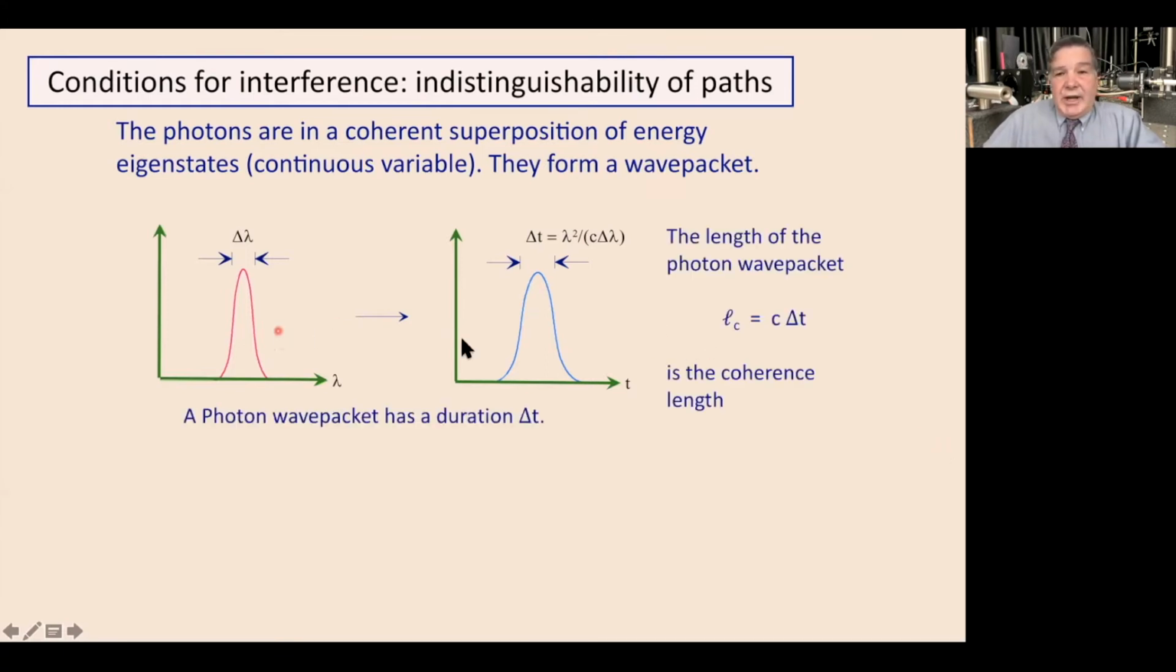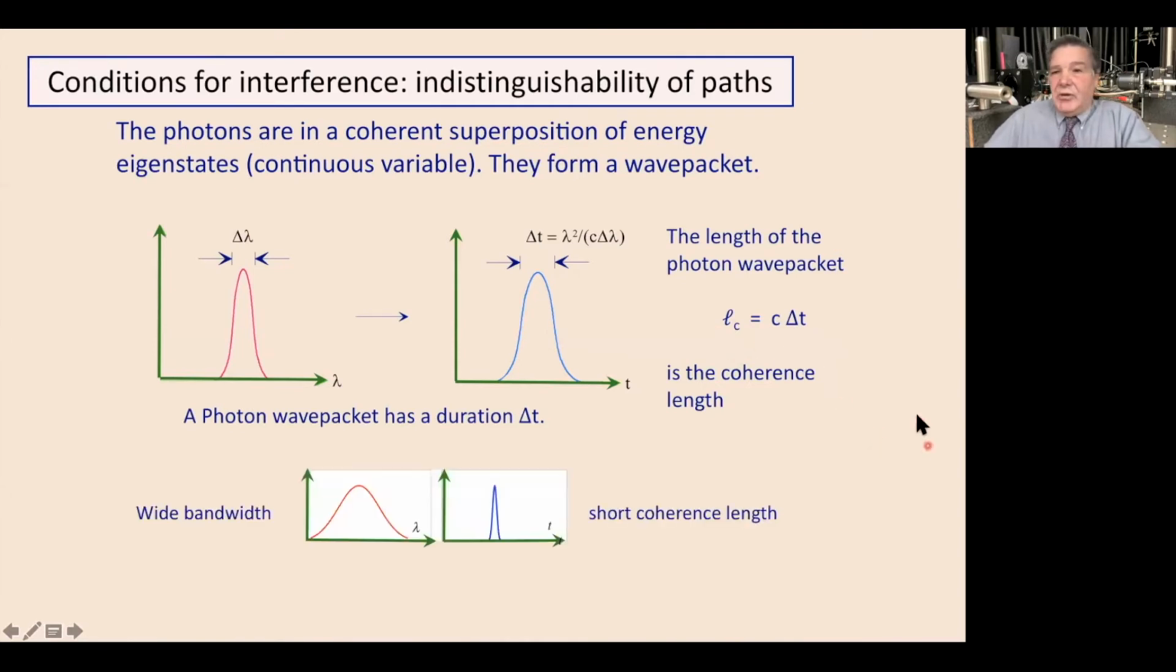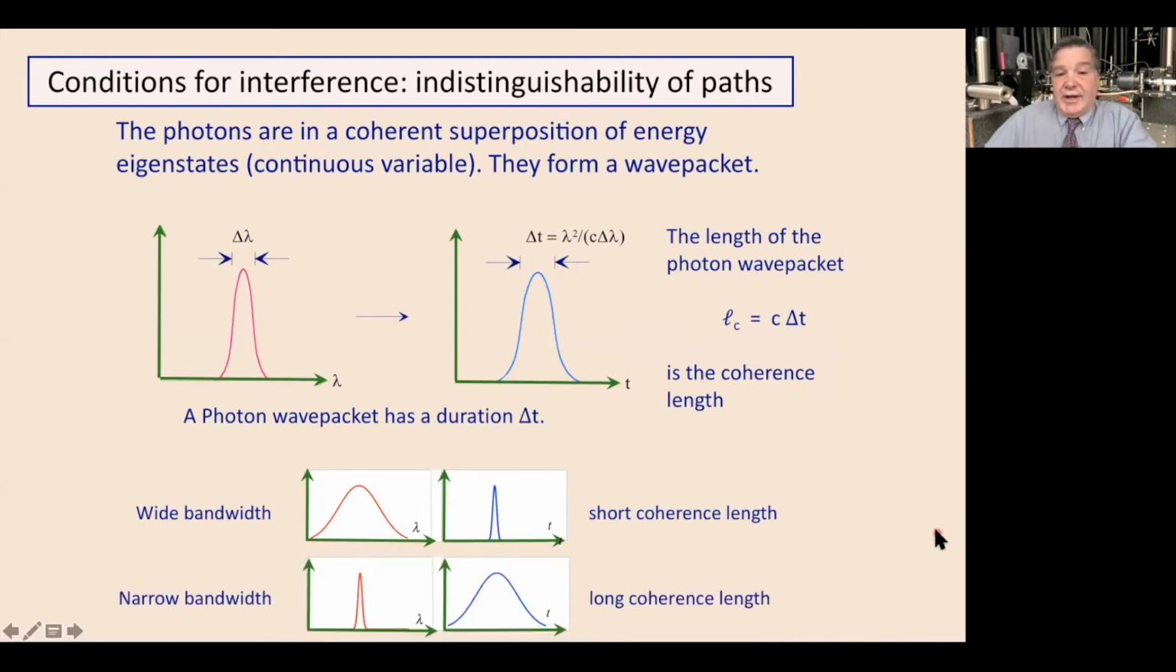Then, since the photon is going at the speed of light, the length of this pulse in space is called the coherence length. And now we can manipulate the coherence length. If we have a wide bandwidth, we get a sharp pulse in time or space. And if we have a narrow bandwidth, we have a long coherence length.